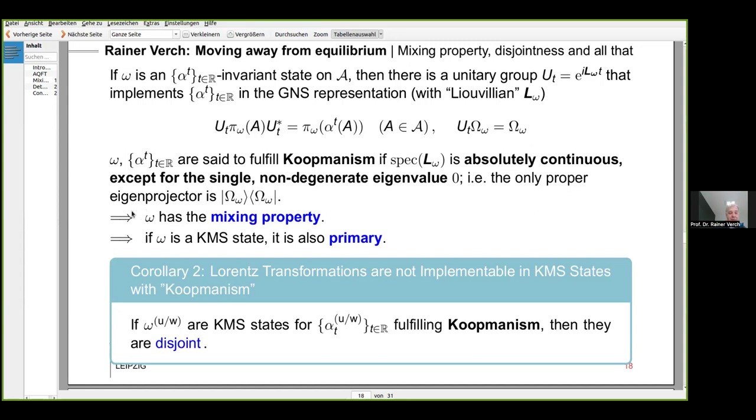If that is the case, then omega has the mixing property. And if omega is a KMS state, then it is also primary. So we reach a second corollary, namely, Lorentz transformations are not implementable in KMS states in the presence of Koopmanism, if this spectral property for the Liouvillean is satisfied. So then, if the two states omega U, respectively W, that we have been considering before, are KMS states for time shifts in different Lorentz frames, if they fulfill Koopmanism, then they are disjoint.